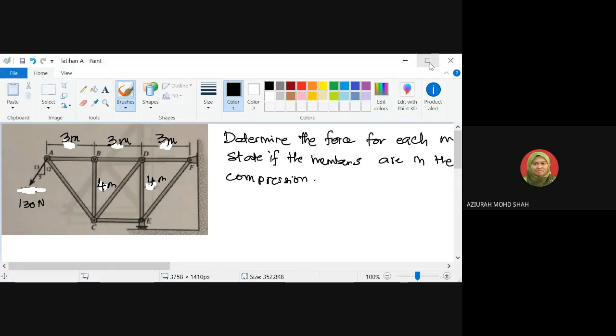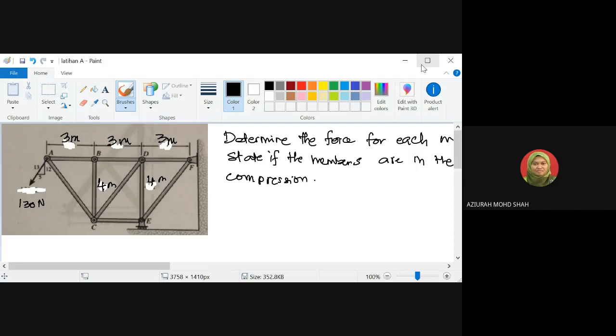Alright, based on previous lecture, we have learned about trust. We have learned on how to find zero force member. Am I right? Last lecture, you have been taught to find zero force member. Betul ke? Betul, Madam. Okay. So, I need you to find zero force member in this particular question lah. Tengok dalam question ni ada tak zero force member.